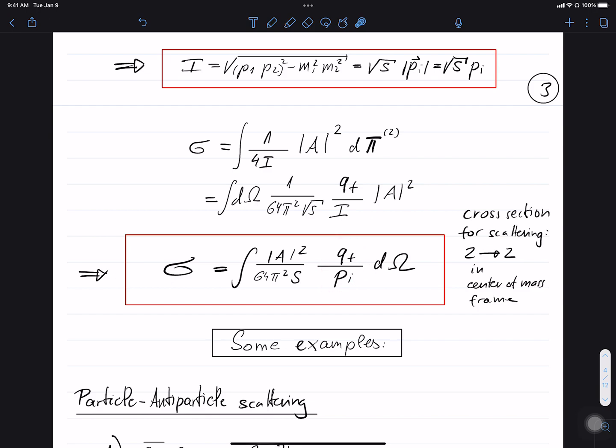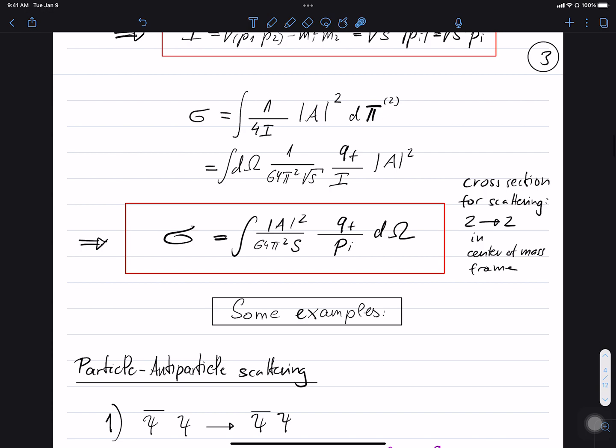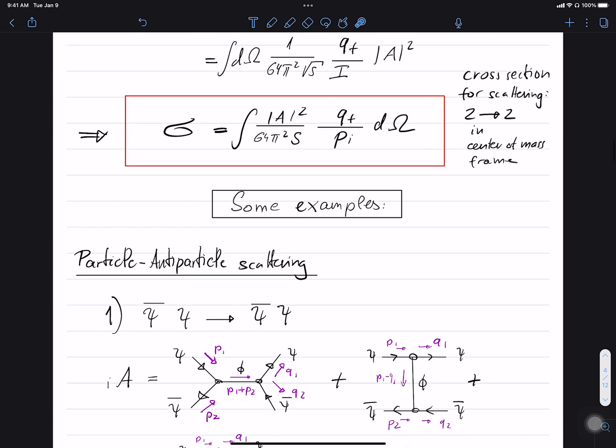It's quite important. And then we have the matrix element divided by the total energy squared, s, and prefactor 64 pi squared, and then this solid angle measure that we use to integrate over this matrix element, and we'll see a couple of explicit examples. So this is the cross section for a 2-to-2 scattering process in the center of mass frame. This is also a quite useful formula to have.